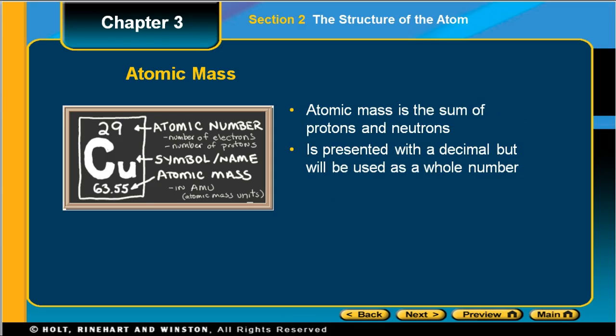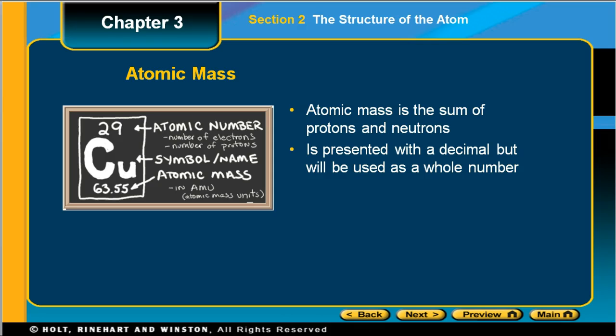The atomic mass is the sum of the protons and neutrons. So in this graphic, we have the atomic number is 29, and we have the atomic mass is 63.5. And the atomic mass is going to be represented as a decimal because sometimes you have multiple different versions of your atom. You can have different masses. So what is being represented is an average of all those masses.